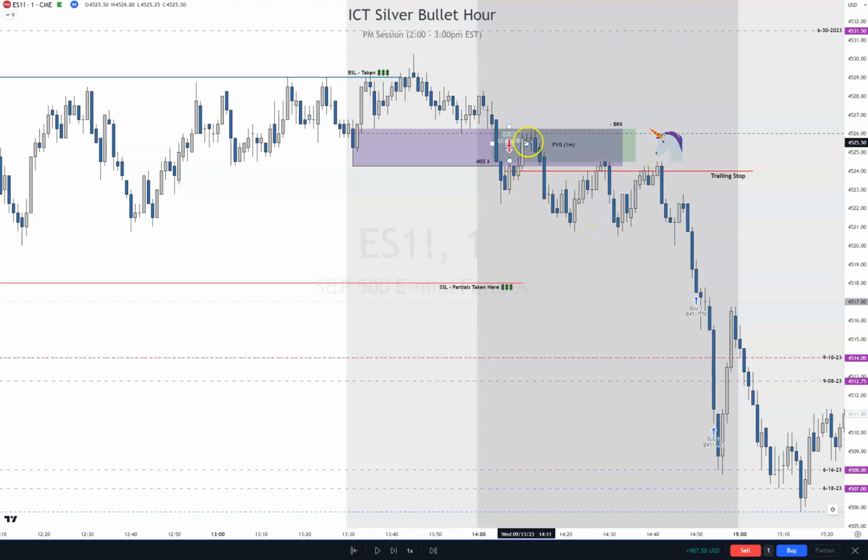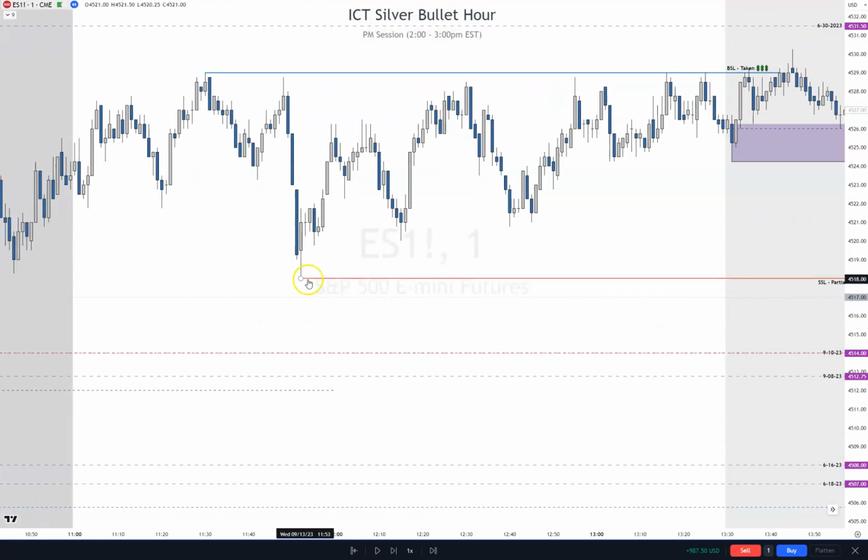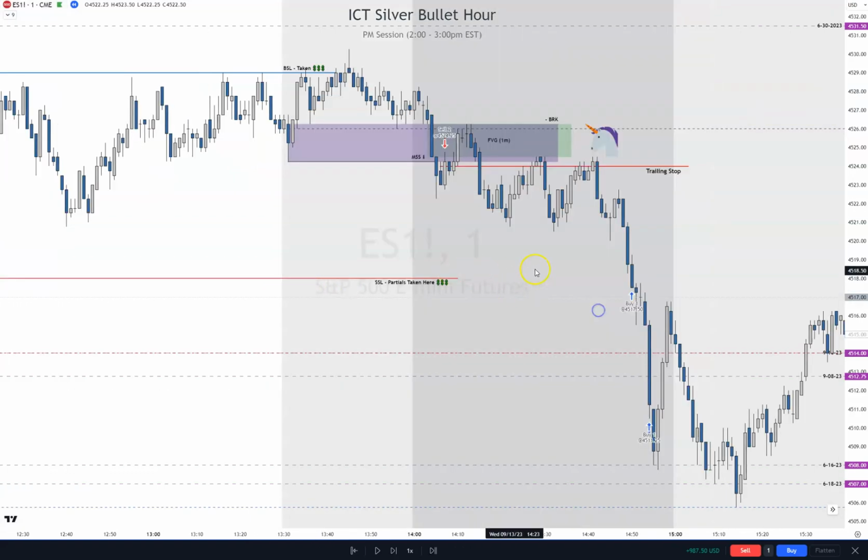So we took our trade. Yeah, we had some drawdown here and it kind of consolidated here before it eventually came down and hit our TP. We took partials at structure, basically the 11:30, 11:45 low. So we took 12 handles here and took a partial and then hit our TP. And that is your PM Silver Bullet for Wednesday, September 13th.